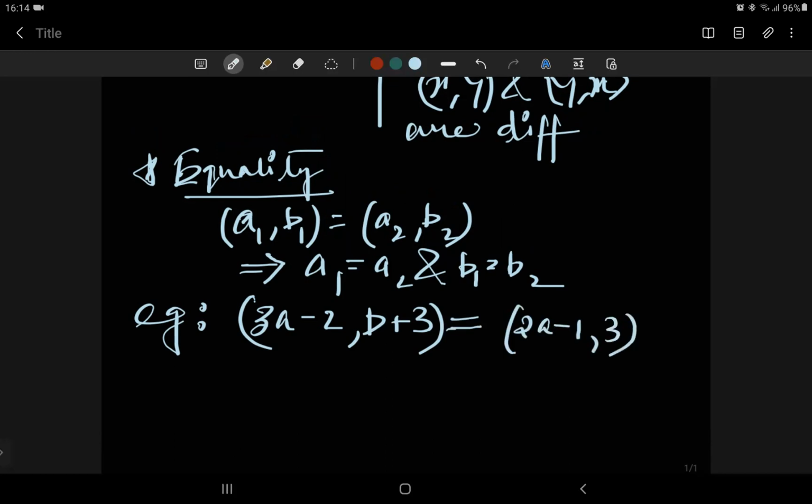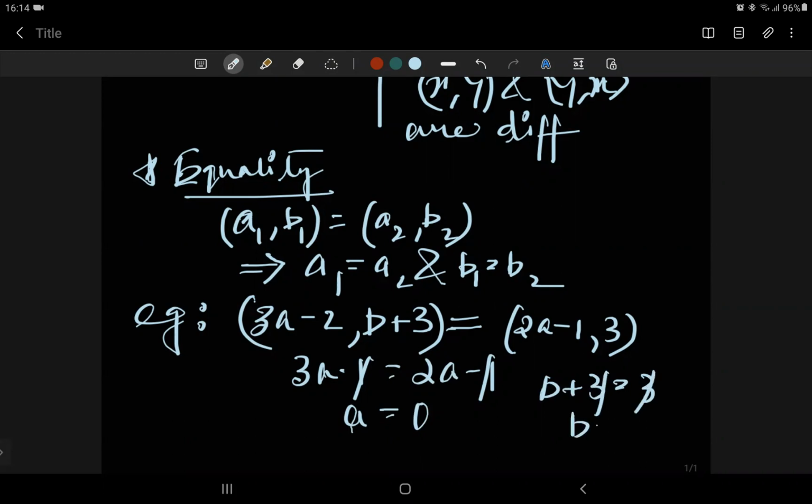So from here, you can directly equate them and write like 3a minus 1 is equal to 2a minus 1. So if we cancel them, then directly a is equal to 0, right? And then b plus 3 equals 3. We cancel them out, then b is equals to. I'm sorry, that was 3 minus 2, right? So 3 minus 2, that was this side. So 1. So b is equal to 1.